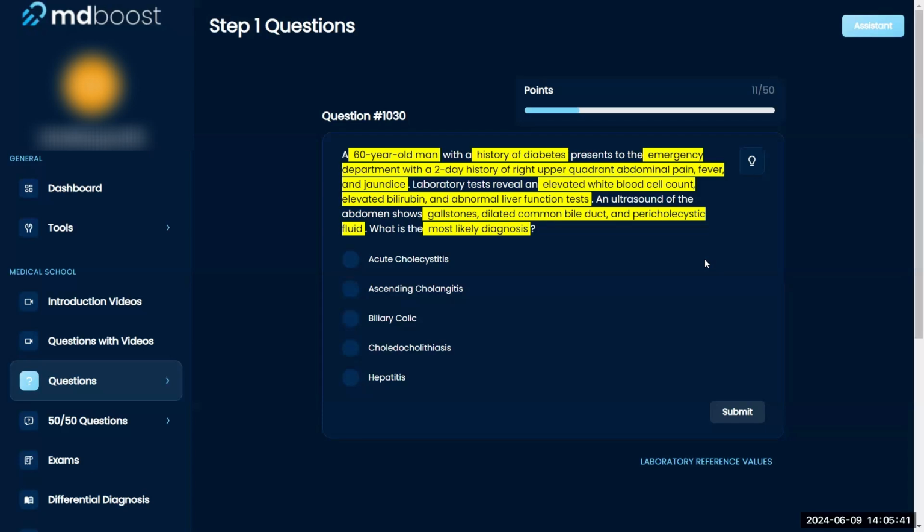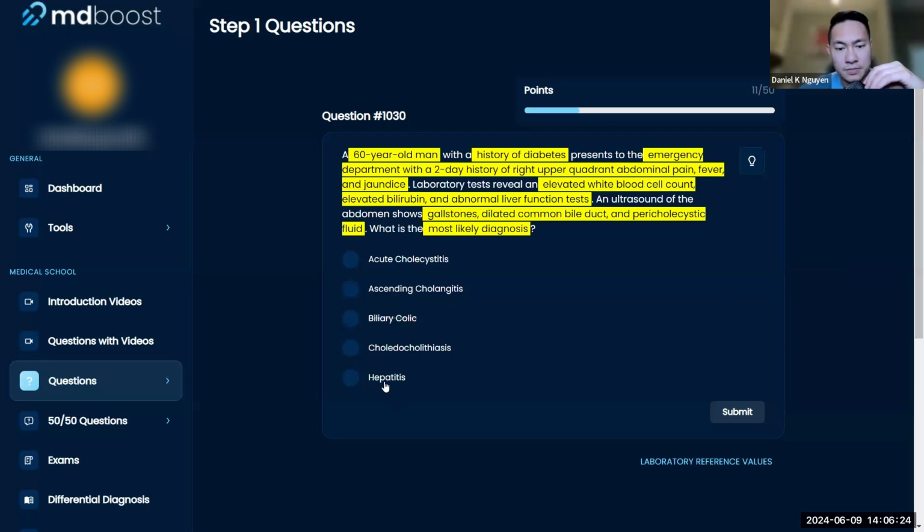Okay, so we have gallstones, a dilated common bile duct, and pericholecystic fluid. We also have a high white blood cell count and elevated bilirubin. So to me, it's an issue with the gallstone causing dilation, and bile isn't flowing out. Now he has jaundice because of it, abnormal liver function tests, and pain. That's also because the gallbladder is contracting against this gallstone. So okay, my initial guess would be between ascending cholangitis and choledocholithiasis.